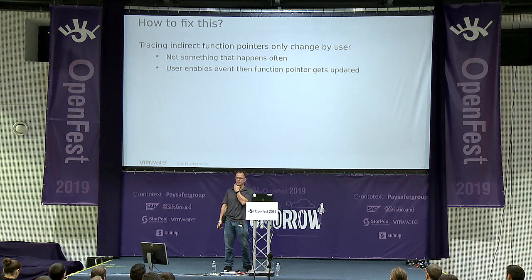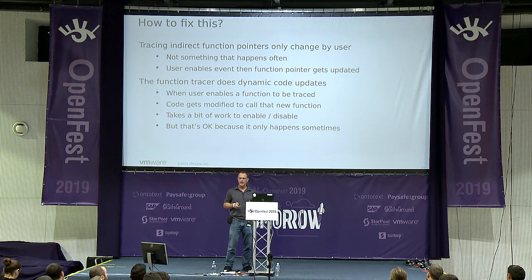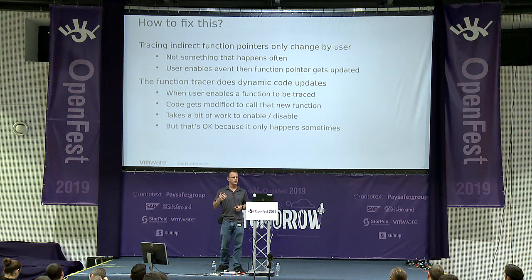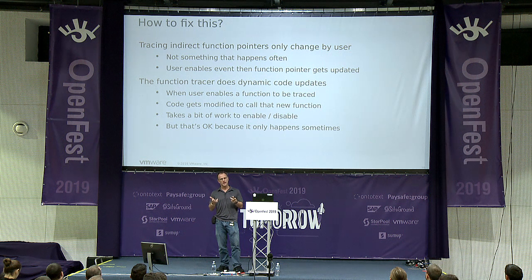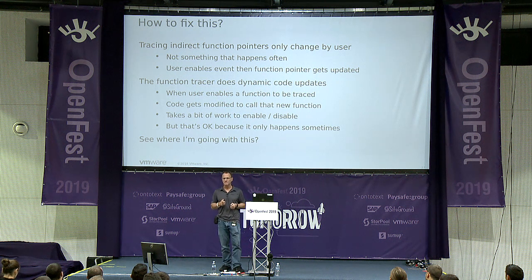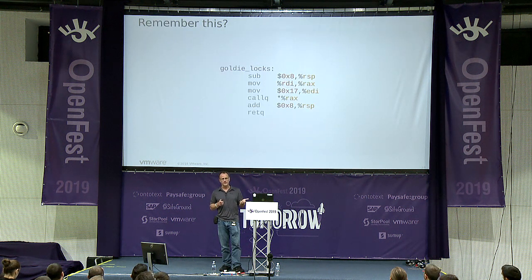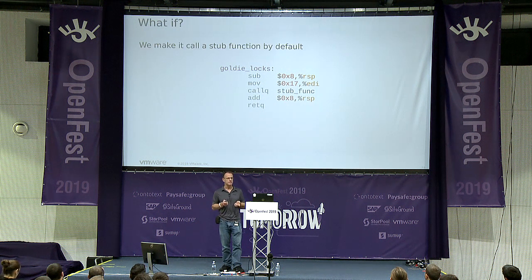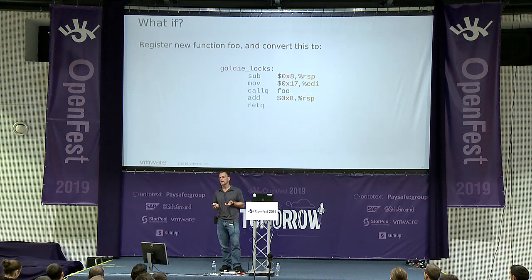But like I said, this doesn't happen often. A user enables tracing and disables tracing. This isn't something that's done 1,000 times a minute, so I could do something big. The function tracer, which ftrace has basically been named after, also turns no-ops into calls, and it does dynamic changes of the code as well. It can do this because it doesn't do it all the time. So you see where I'm going with this? Instead of putting in a retpoline, what if we just call some function directly? And then when we want to change it, we just change it to something else.